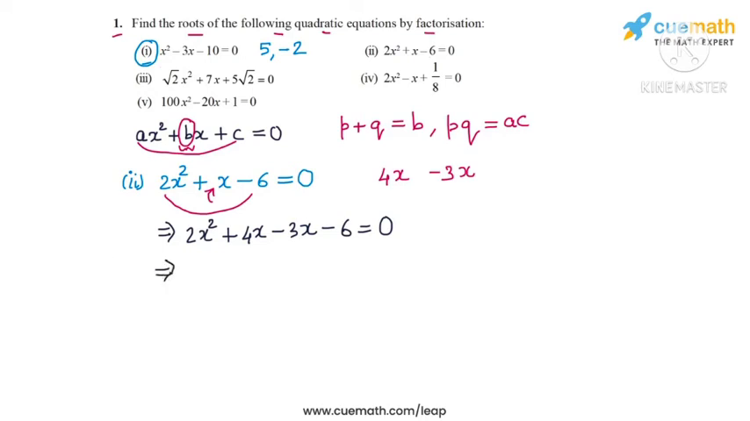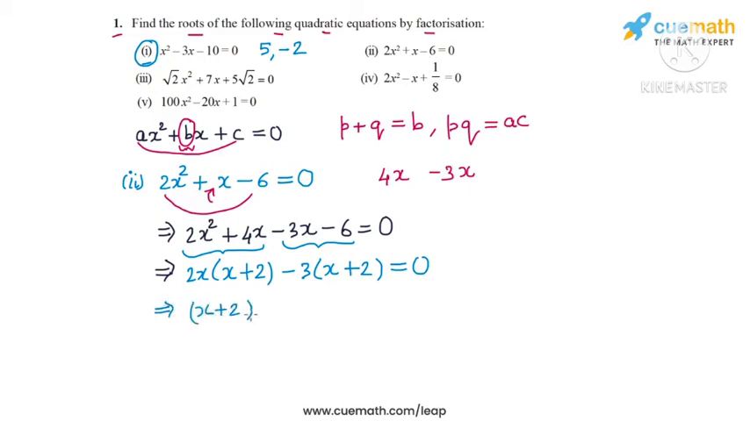Now we can factorize this equation. From the first pair of terms, we can take out a common factor of 2x, and that leaves us with x plus 2. And then from the second pair of terms, we can take out a common factor of minus 3, and that leaves us with x plus 2 once again. And now we can take out x plus 2, and that leaves us with 2x minus 3. This is equal to 0.